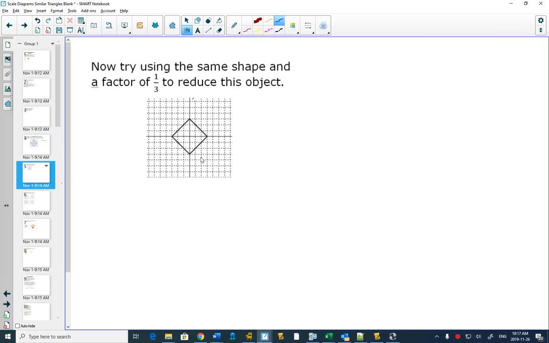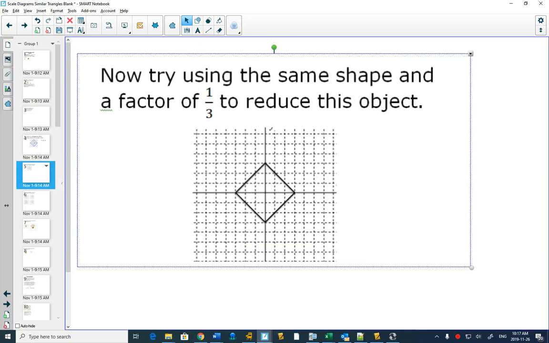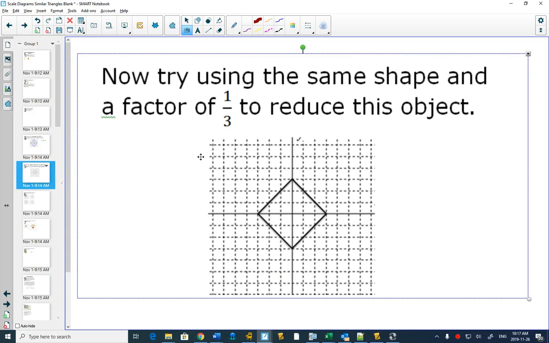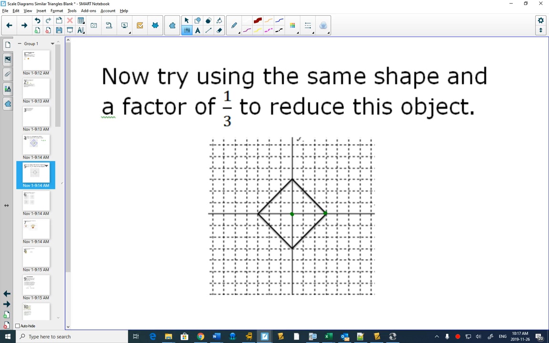We are going to do a reduction. I'm going to make this bigger so you can see it better. Again, if you count from here to here, this distance was 3. If we have a scale factor of 1/3, we're still going to be multiplying 3 times 1/3. And now this goes back to our first unit. How do we multiply fractions? First of all, what's 3 as a fraction?